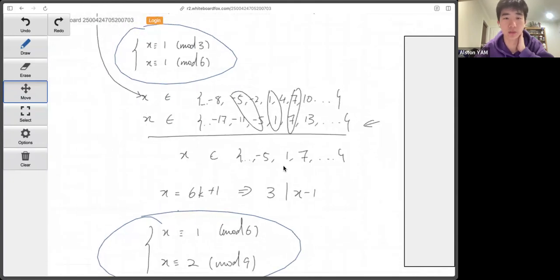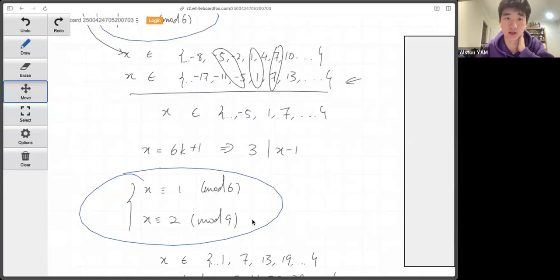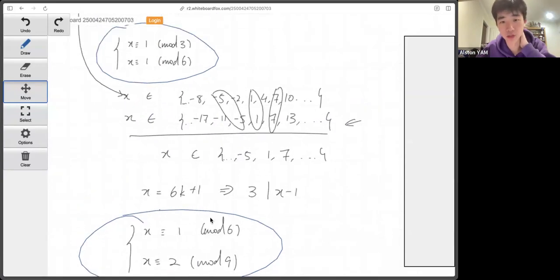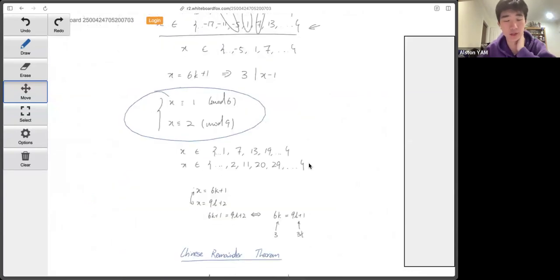The other cases here don't work because, as you can see, 3 and 6 are not coprime, right? The greatest common divisor is not 1. And similarly for 6 and 9, the greatest common divisor is not 1. So the Chinese remainder theorem actually does not apply here. But that's just intuition for how the theorem works.